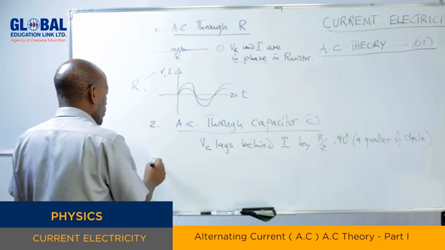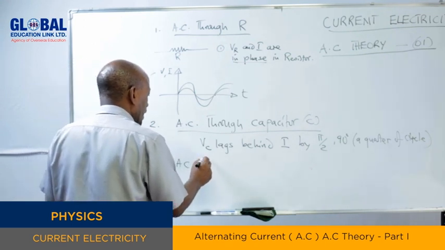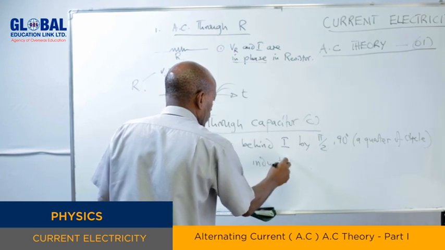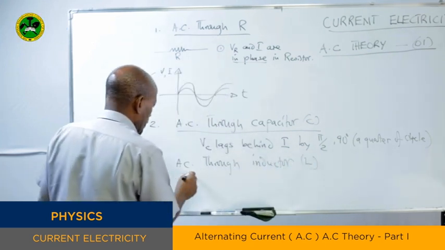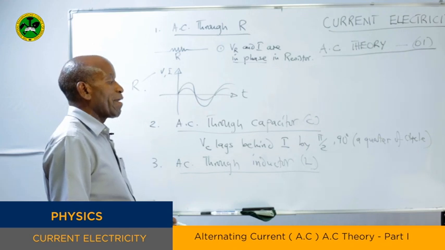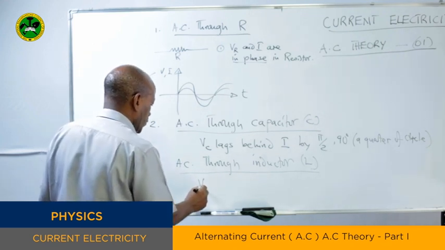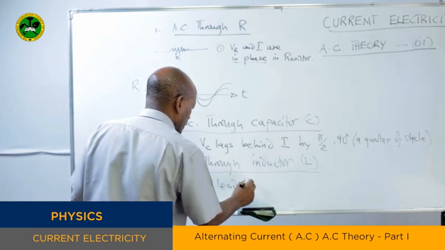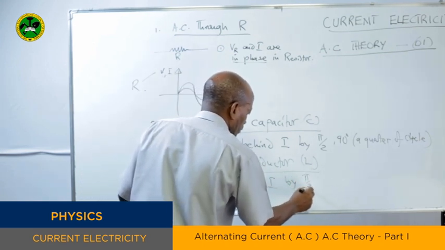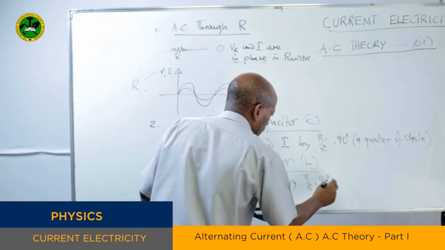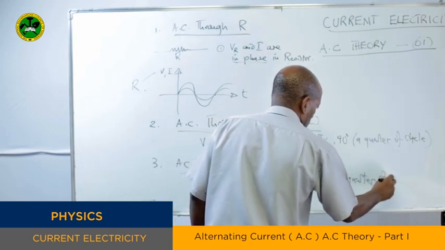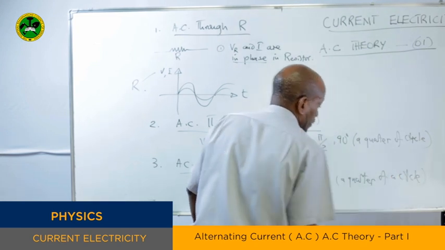But whenever we're going to look at an alternating current through an inductor, we just found that the voltage through an inductor leads the current by pi over 2, or 90 degrees. Okay, it leads by a quarter of a cycle.